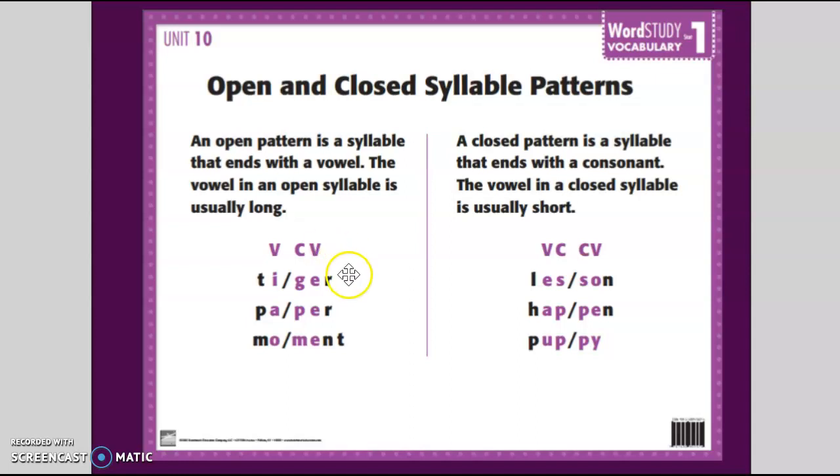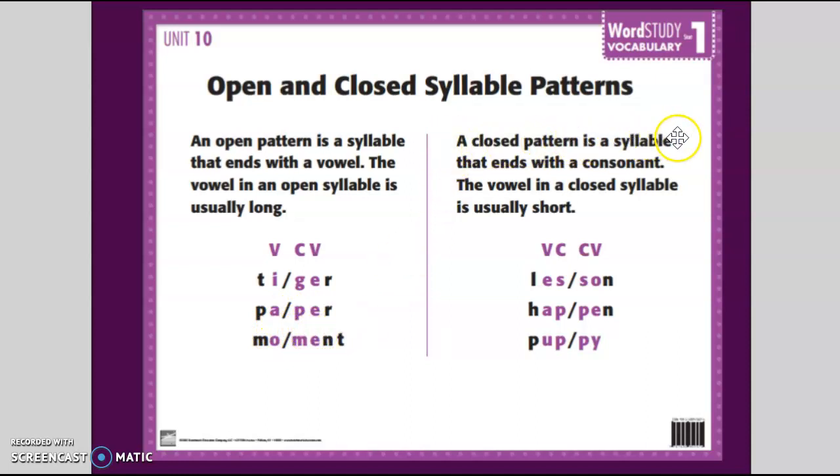Step 1 is to divide your word into syllables. Tiger. Draw a line, and then you can see that we have a vowel, consonant, vowel. Paper. Draw your line where you divided your word into syllables, vowel, consonant, vowel. Moment. Draw your line, dividing your word into two syllables, vowel, consonant, vowel.